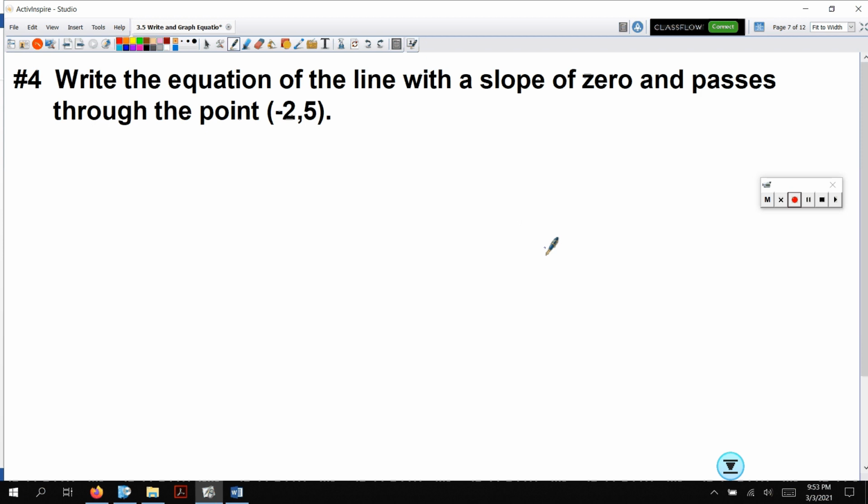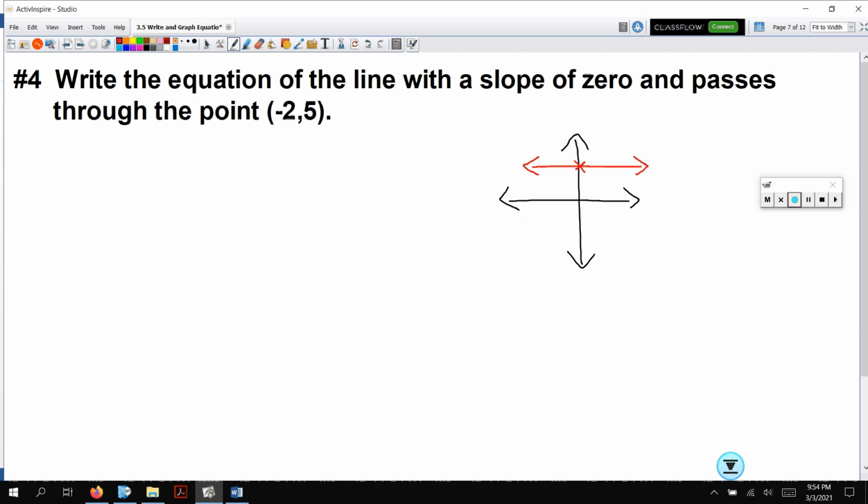All right, here's a special case, okay? So we're going to write an equation of a line with a slope of 0 that passes through the point. Think about what kind of line has a slope of 0. So if I draw a quick coordinate plane, we're talking about a line like this, has a slope of 0. That's a horizontal line. It intersects the y-axis. So it is a y line.